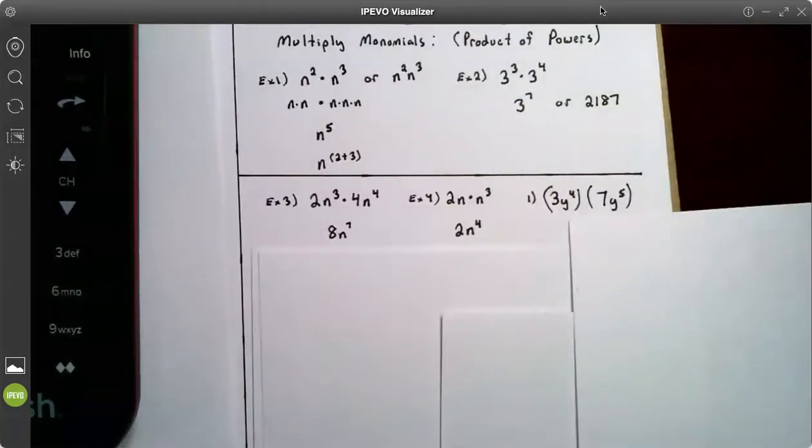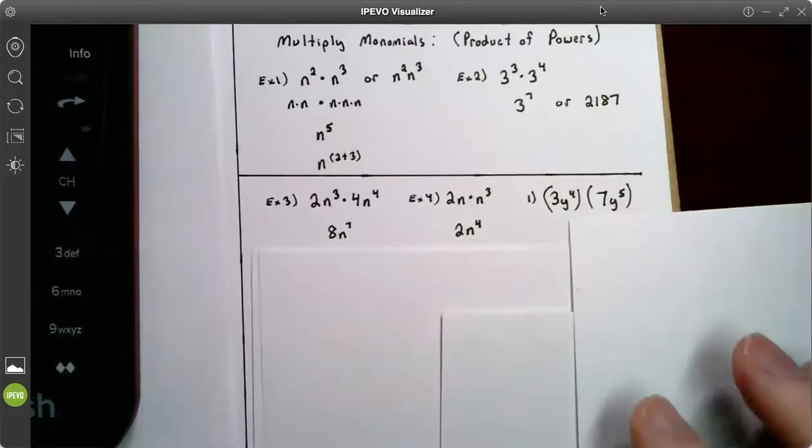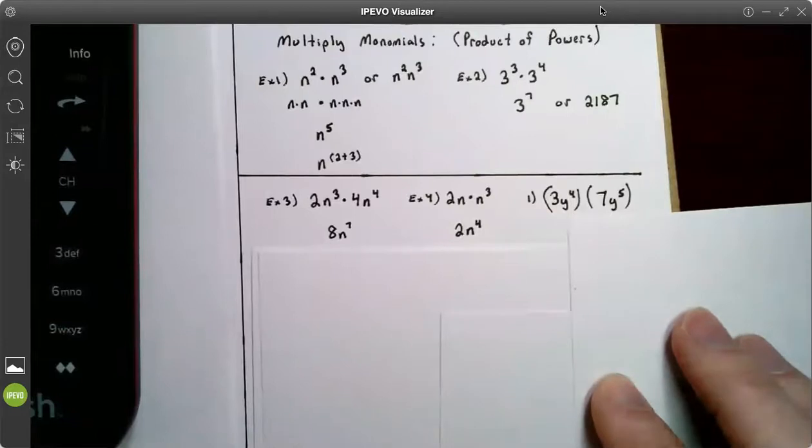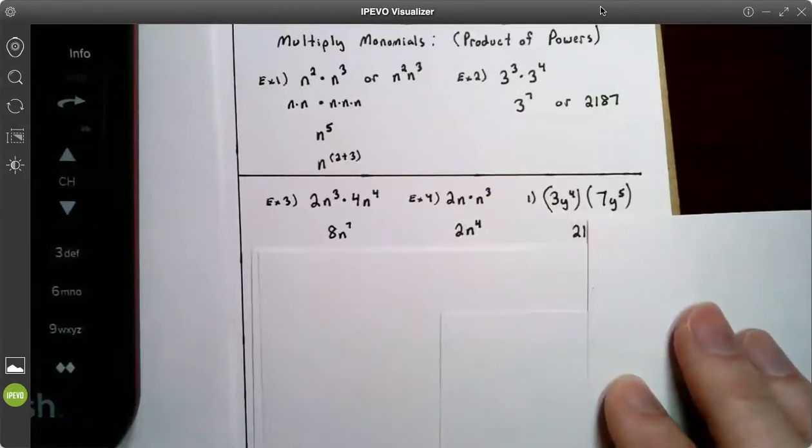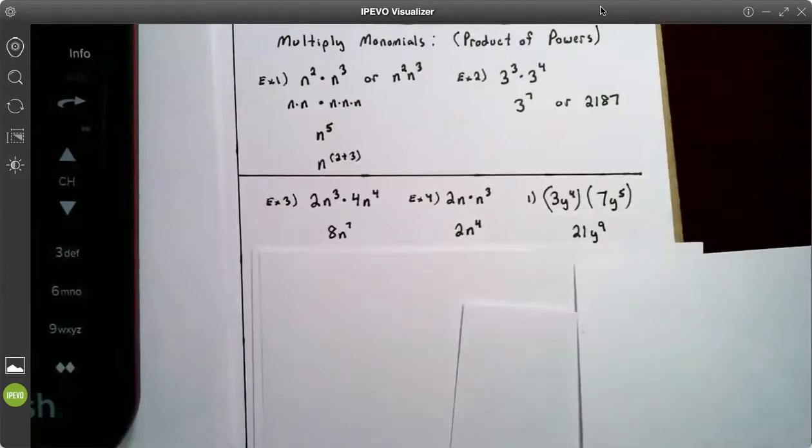You try number 1. 3y to the 4th times 7y to the 5th. There were two things to multiply together. Your coefficients, 3 times 7 is 21, and your y's. 4 y's plus 5 more y's gives you a total of 9 y's. The answer is 21y to the 9th.